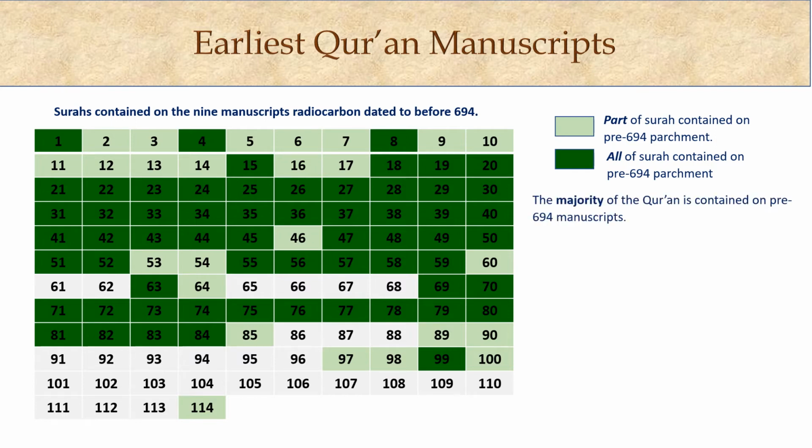As you see, the vast majority of the Qur'an is contained on pre-694 manuscripts. In fact, perhaps surprisingly, it tends to be the surahs that are generally believed to be the earliest to be announced, i.e. those that fall towards the end of the Qur'an, that tend not to be evidenced. There is certainly no pattern of the earliest surahs being on the oldest manuscripts and the later surahs not being there.